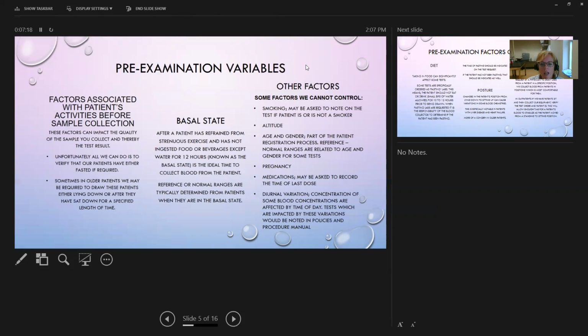There's a concept called diurnal variation. So in a human body, concentration of various things in the blood change depending on the time of day. So for instance, cortisol levels change depending on the time of day. So we need to make sure we know the collection requirements for those types of tests and collect them at the appropriate time.